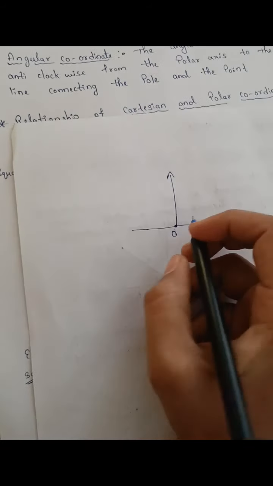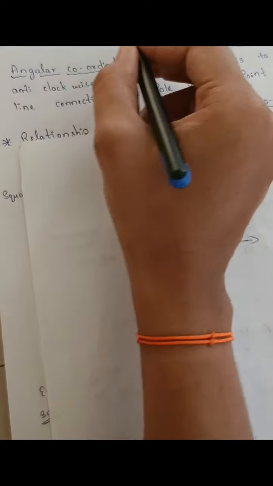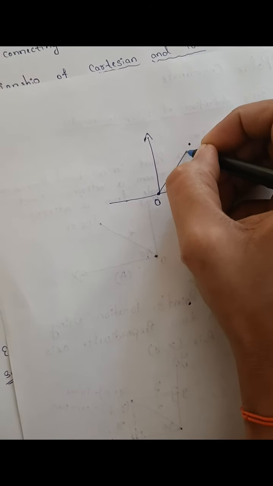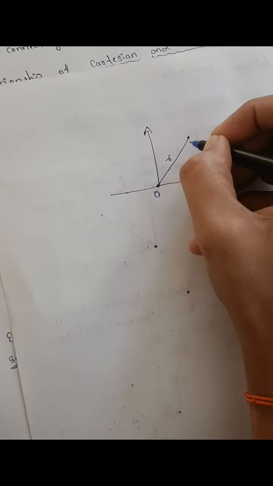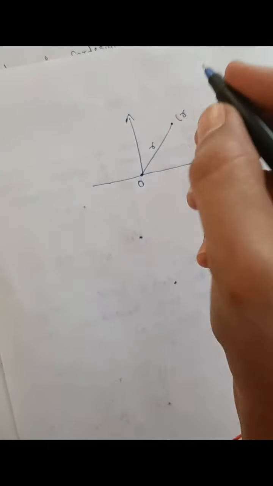From the pole forms an axis, that is a polar axis. Then the distance from the pole or origin to the point. Here, the distance between the origin and the point is a radius r, and it is the radial coordinate. Then the angular coordinate is the angle measured anti-clockwise.